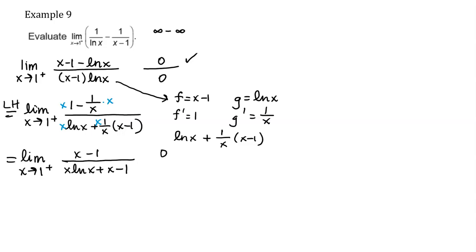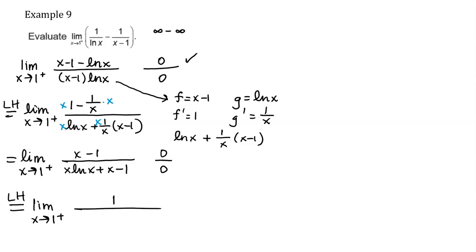Now let's apply direct substitution again. In the numerator, 1 minus 1 would leave us with 0. And in the denominator, natural log of 1 is 0. And then 1 minus 1 is 0. So we have the indeterminate form of 0 over 0. Let's apply L'Hopital's rule again.